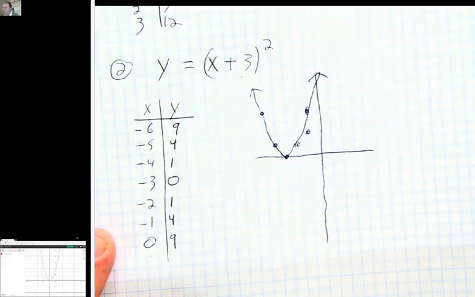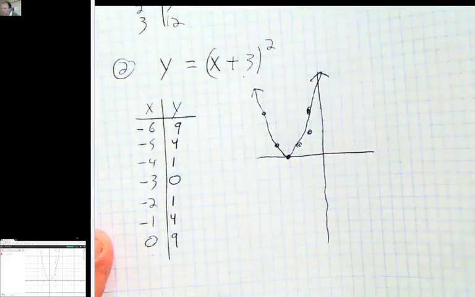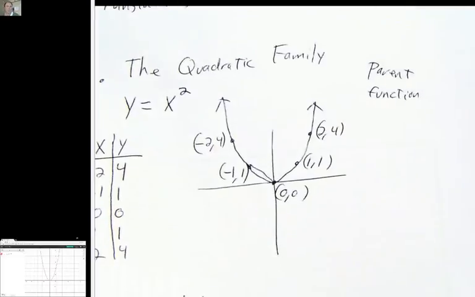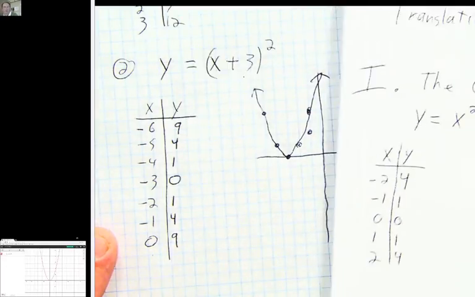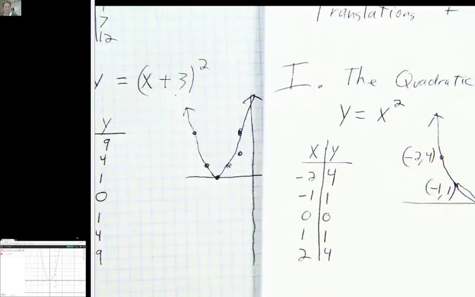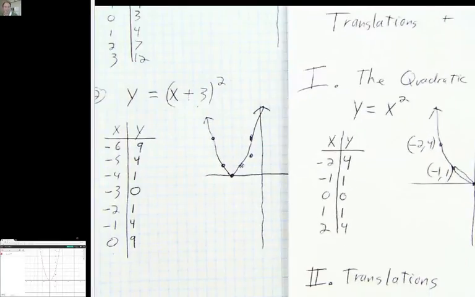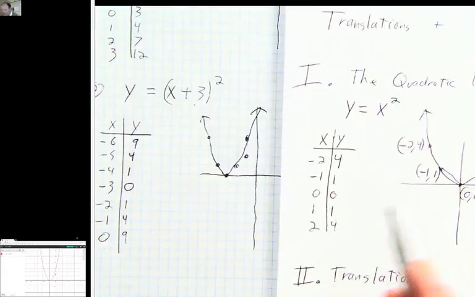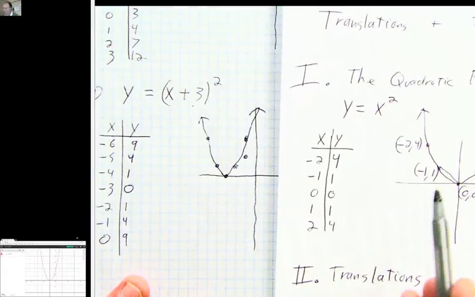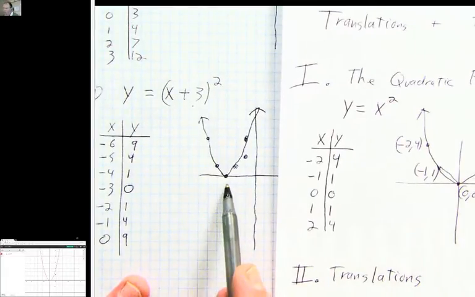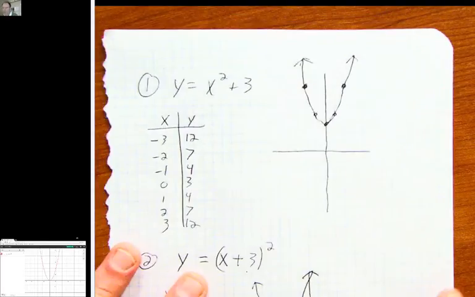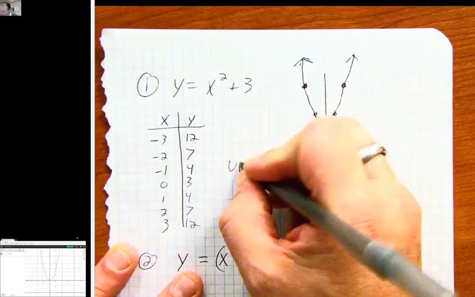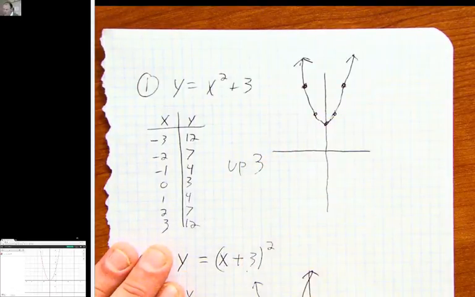graph looks just like my original quadratic family graph, but this time the difference between these two graphs is this graph has moved to the left 3. So going back, this graph was going up 3, and this graph was going left 3.